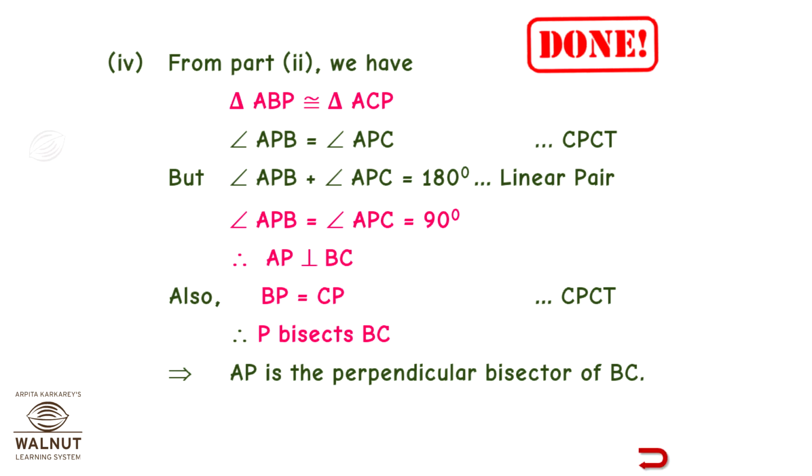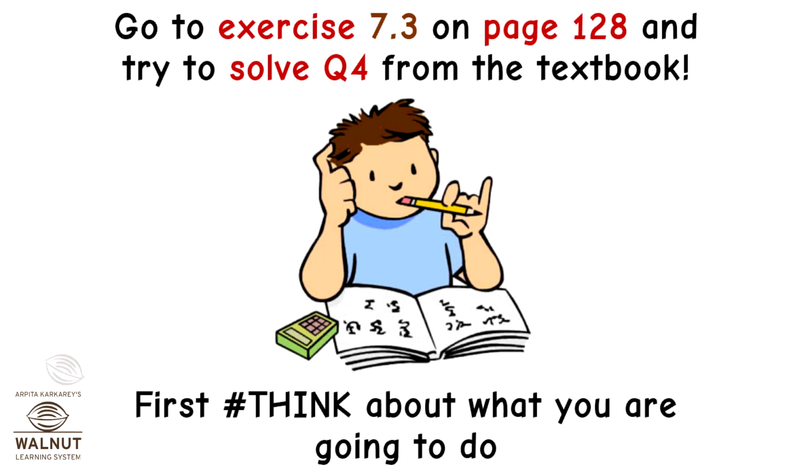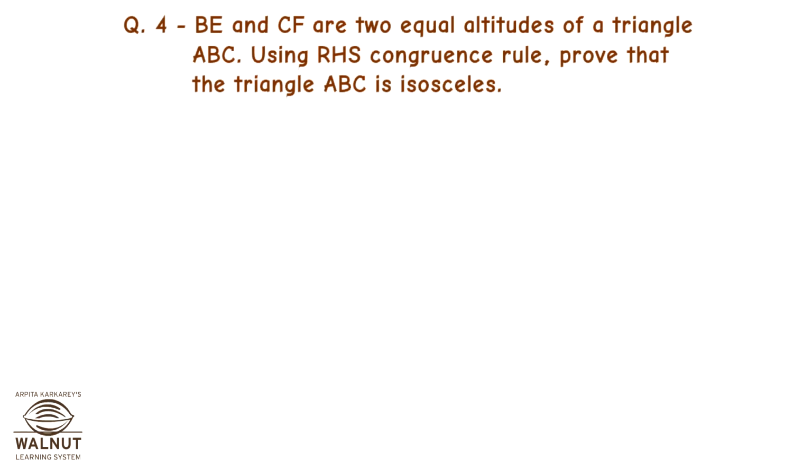Done! Go to exercise 7.3 on page 128 and try to solve question 4 from the textbook. First, think about what you're going to do. Question 4. BE and CF are two equal altitudes of a triangle ABC. Using RHS congruence rule, prove that the triangle ABC is isosceles.